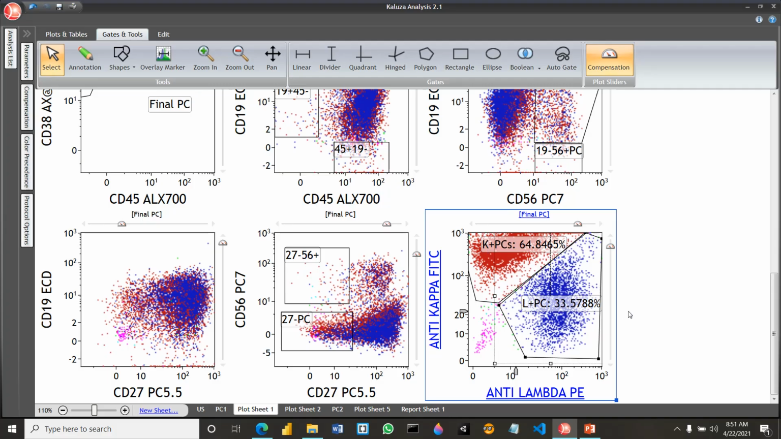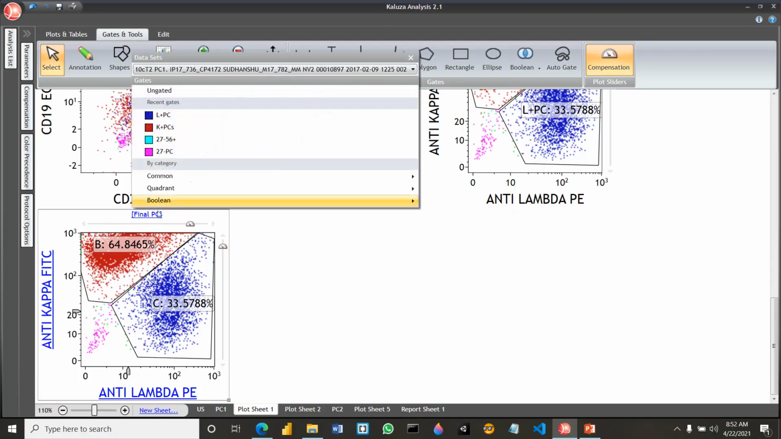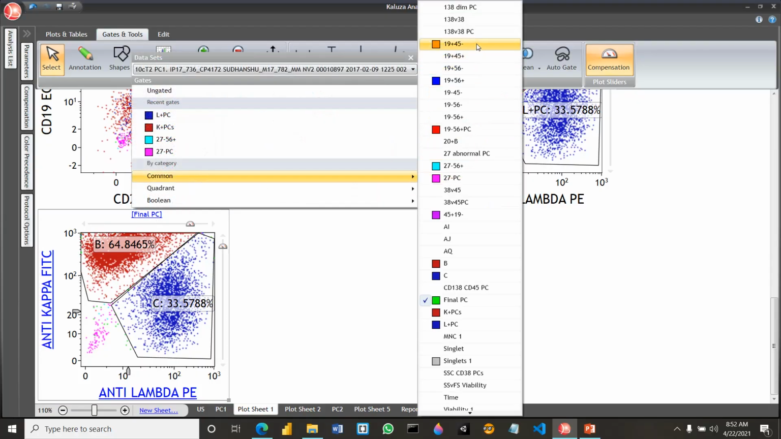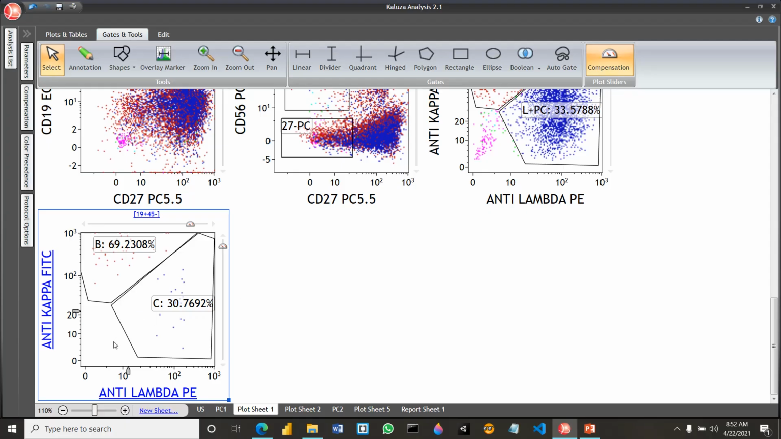Now we have to look at the different gates, the different suspicious populations, whether any population out of them has any evidence of clonality. So let's start with that. Let's start with the gates with CD19 negative, CD19 positive and CD45 negative. They look polyclonal.